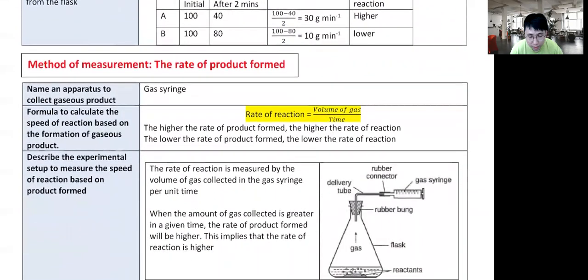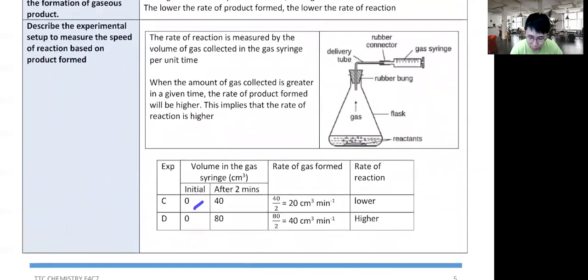Let's say I have a gas, same thing, I'm going to have the initial volume and the final volume. At the syringe, the reading should be 0 in the beginning. After that, the gas will push the piston to move out to the right, and then you can know how much gas is collected. In the beginning it is 0, after 2 minutes 40, after 2 minutes 80. So in 2 minutes it pushes 40, which means in 1 minute it produced 20 cm³ of the gas. But for experiment D, in 1 minute it produced 40 cm³ of the gas.